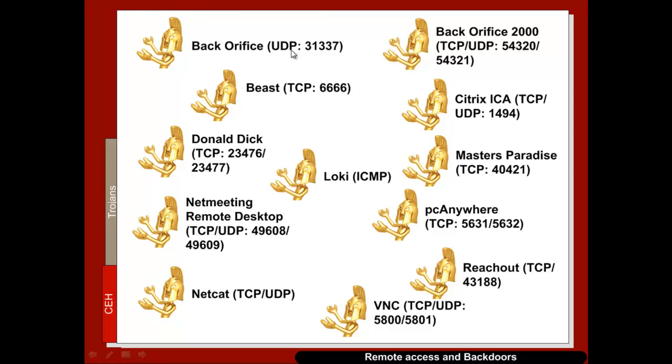Some typical programs which use some form of remote access or backdoor include some of these programs. So we have valid programs such as PC Anywhere, which uses ports 5631 and 5632. We have VNC, which allows for a remote desktop on 5800 and 5801. Netcat can also be used for remote access. Then we have NetMeeting Remote Desktop. Citrix is another program which allows for remote access and typically uses port 1494.